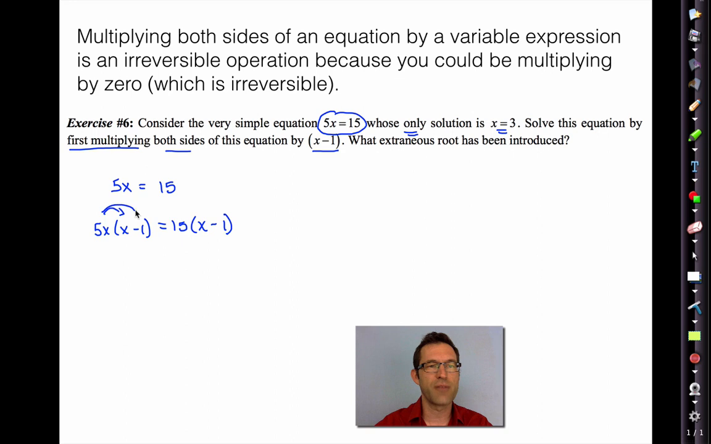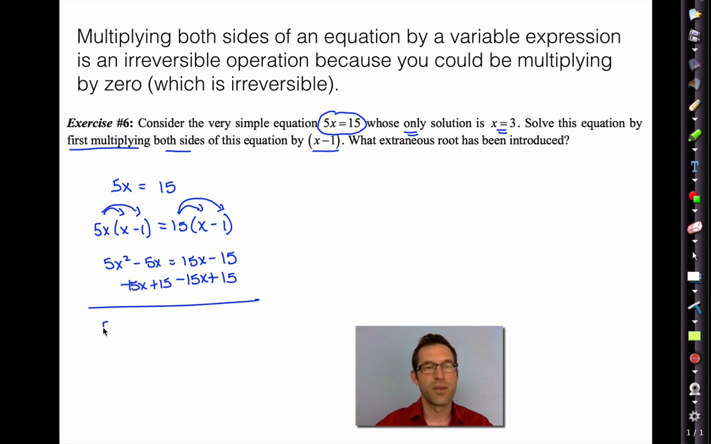Let's distribute that 5x, and it's going to give me 5x squared minus 5x on that side. Let me distribute the 15, and that's going to give me 15x minus 15. Now I think I'll get everything equal to 0 to use the zero product law. So minus 15x plus 15. That'll give me 5x squared, negative 5x, negative 15x is negative 20x, and then plus 15 equals 0.